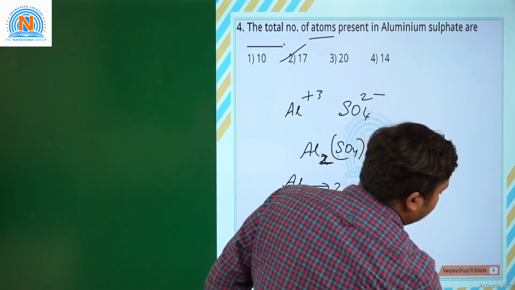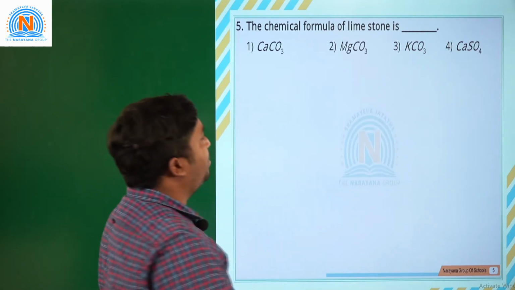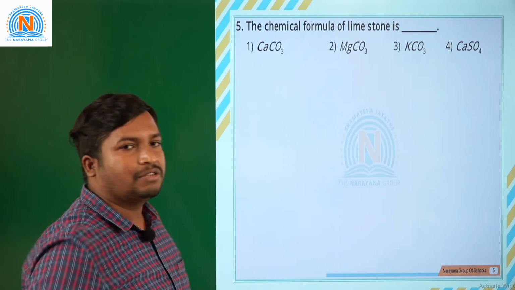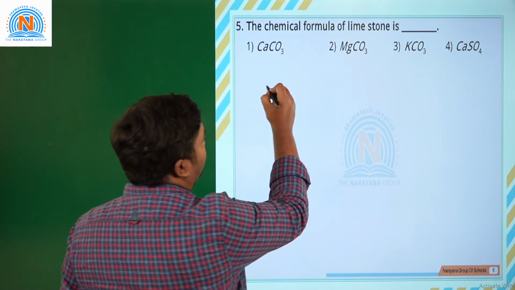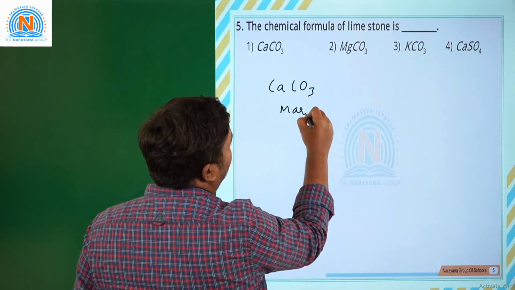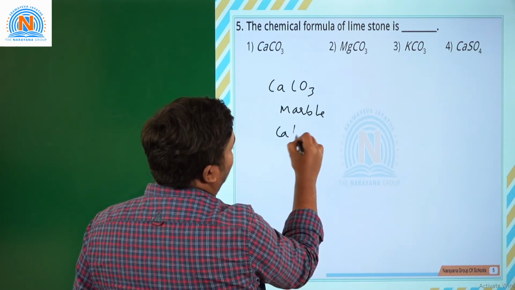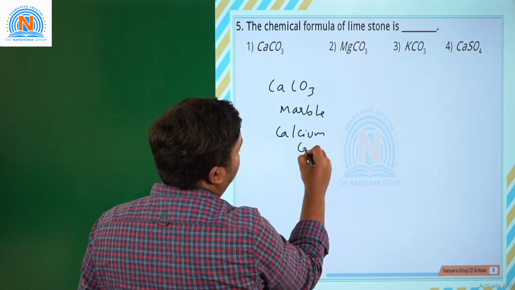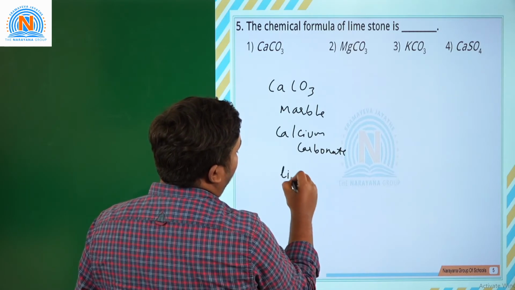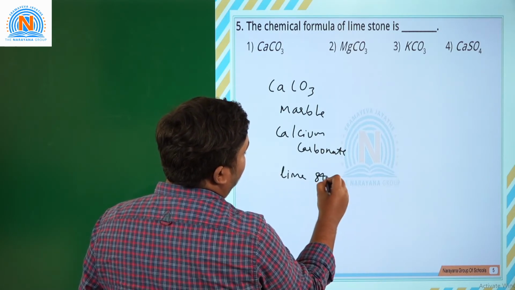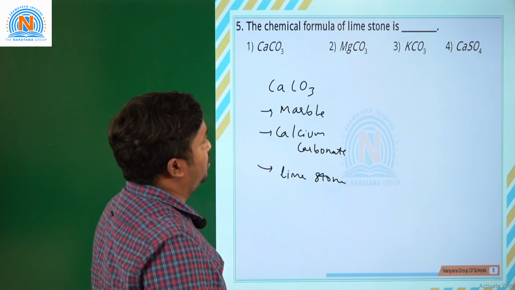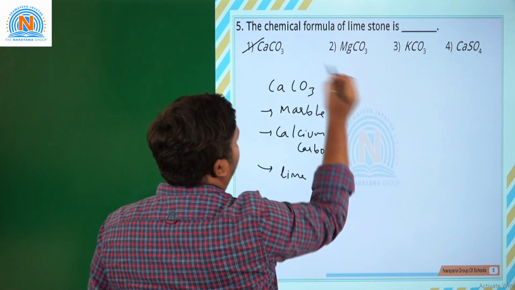Next, the chemical formula of limestone. The first question I said, CaCO3 is called marble or calcium carbonate or limestone. Any of the three are used to refer to CaCO3. So the correct answer would be A.